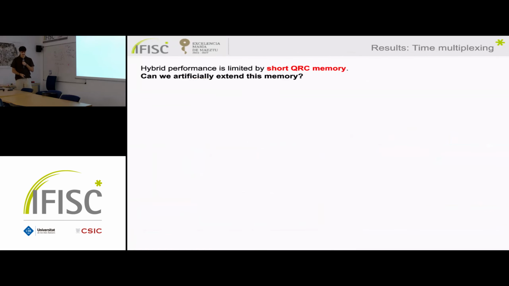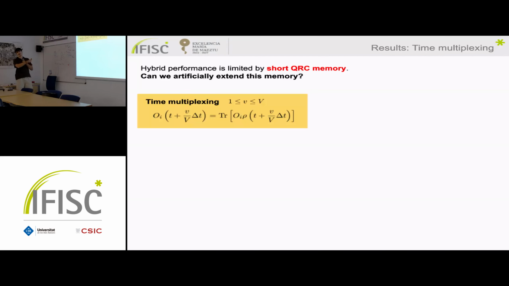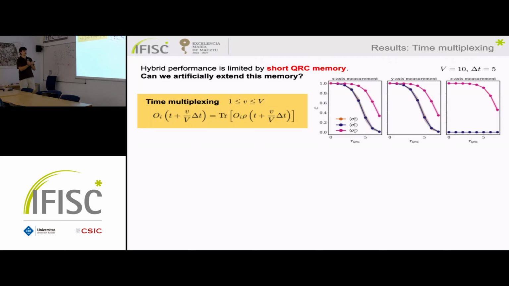But as we have seen, the hybrid performance can be constrained by the short memory of the quantum preprocessing layer. So we ask if we can artificially extend this memory. The answer lies in time multiplexing. Instead of taking one measurement for each input, we take several measurements of the state during the unitary evolution. So we can expand times V, which is the number of virtual nodes, the output layer of the preprocessing layer. Here we consider 7 virtual nodes for each input injection.